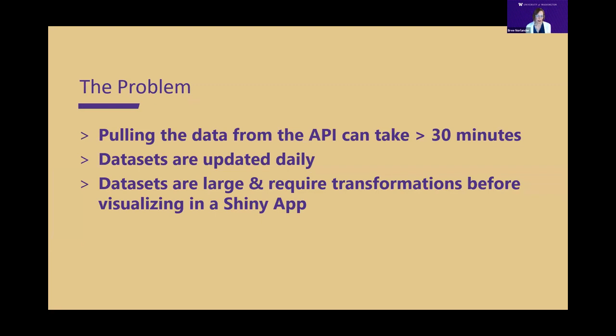Socrata has an API for pulling data, and you can see Josiah's earlier talk for more information about APIs, which is a better solution to getting just the right data than, say, downloading a CSV. But depending on the API query, pulling the data from the API can take up to, and significantly longer than, 30 minutes. This will not work for a Shiny application backend. Also, the data sets are updated daily and require some transformations before displaying in Shiny.